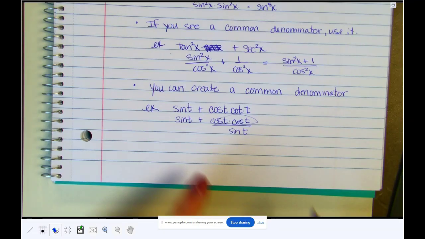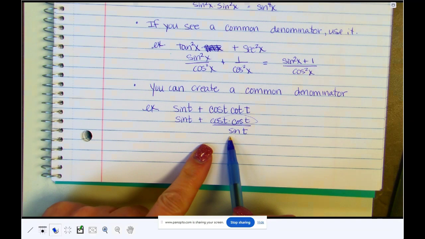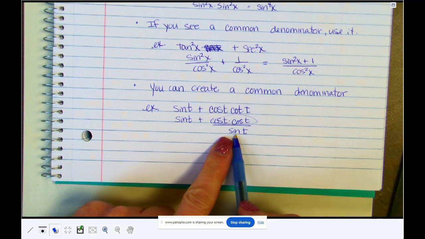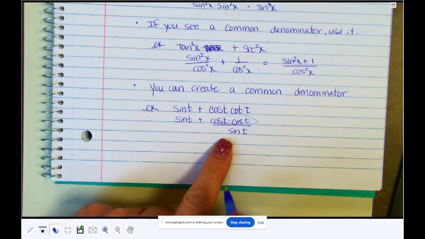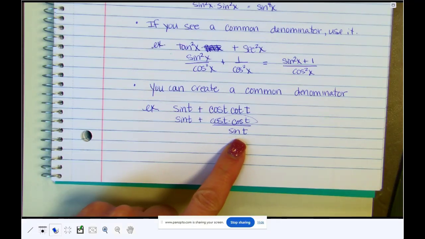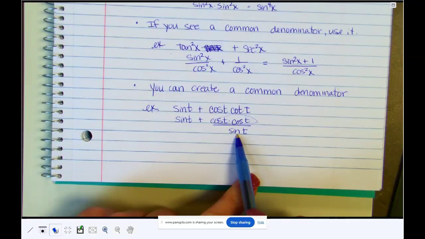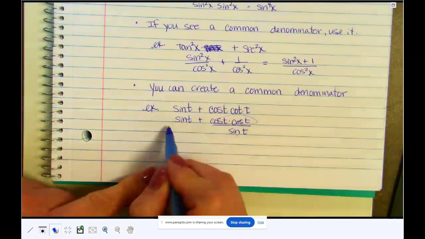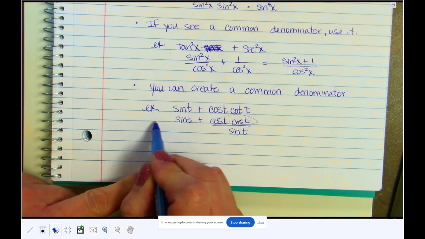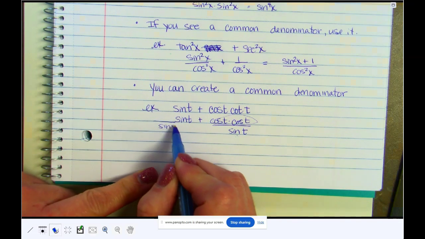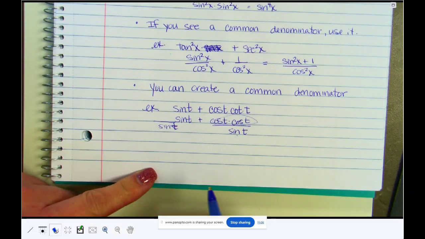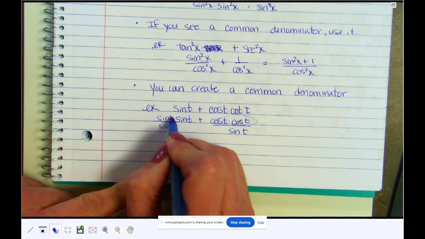Watch what happens though. If I'm like, hey, what if I try to add these? If you're going to add fractions, you have to have a common denominator, right? So what would the common denominator be? This is not a rocket science question. Nope. So it would be sine, because this is the denominator this guy has. Okay, so common denominator means this guy also needs to get a sine on the bottom. And when you put a sine on the bottom to do a common denominator, you also have to put a sine on the top because you're multiplying by 1.